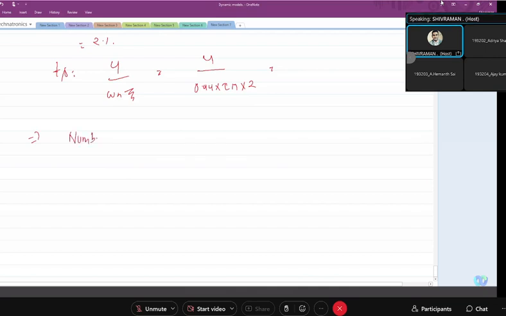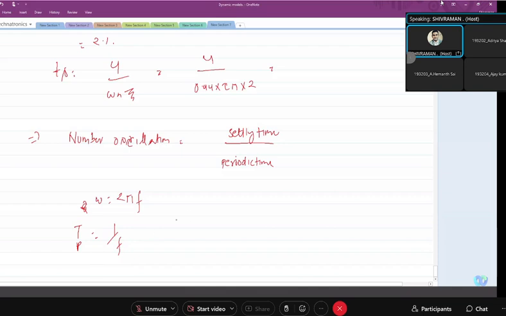questions you will be asked for the number of oscillations. So the number of oscillations will basically be settling time divided by periodic time. So this periodic time: omega n is equal to 2 pi f, and T is equal to Tp, that is periodic time, 1 by f. So your Tp will be, you put the value of f here, it will come out to be 2 pi by omega.